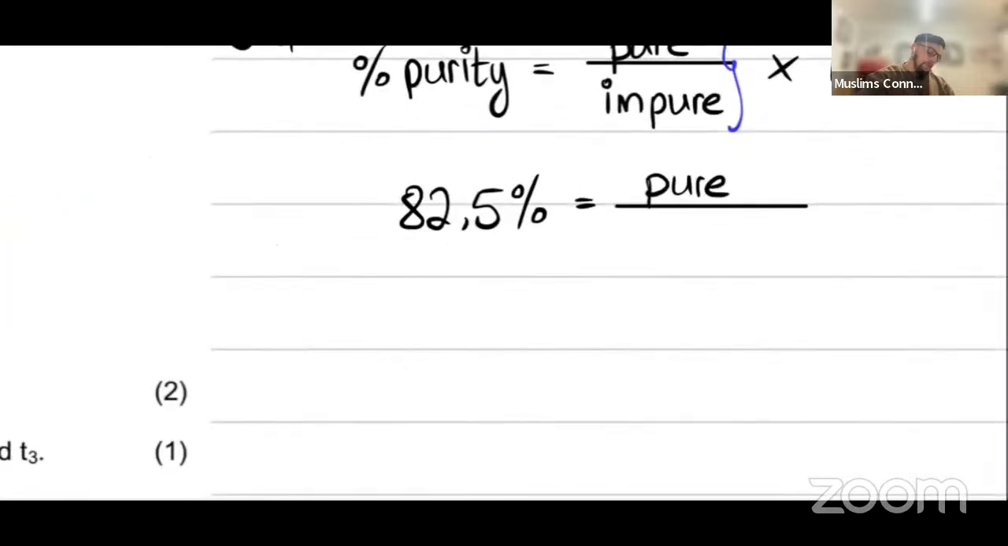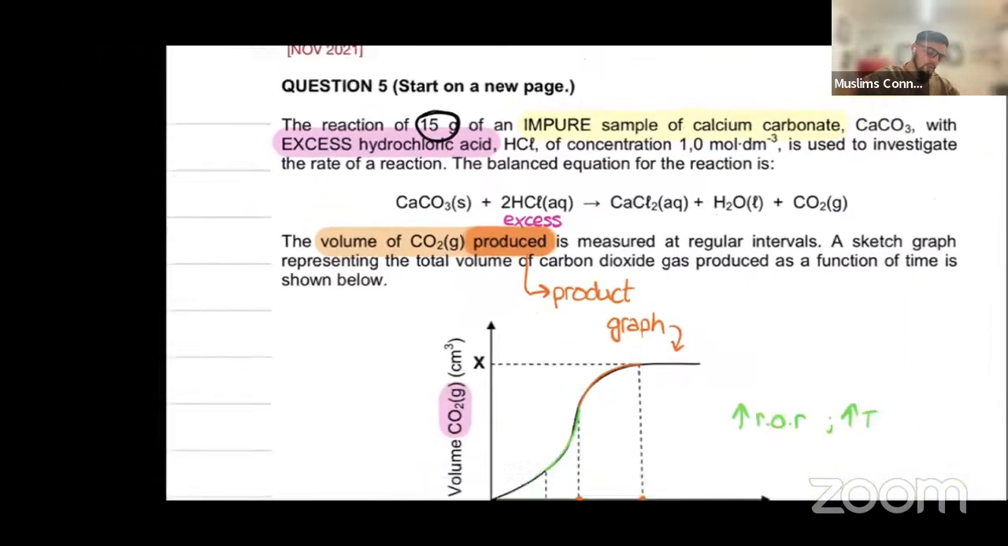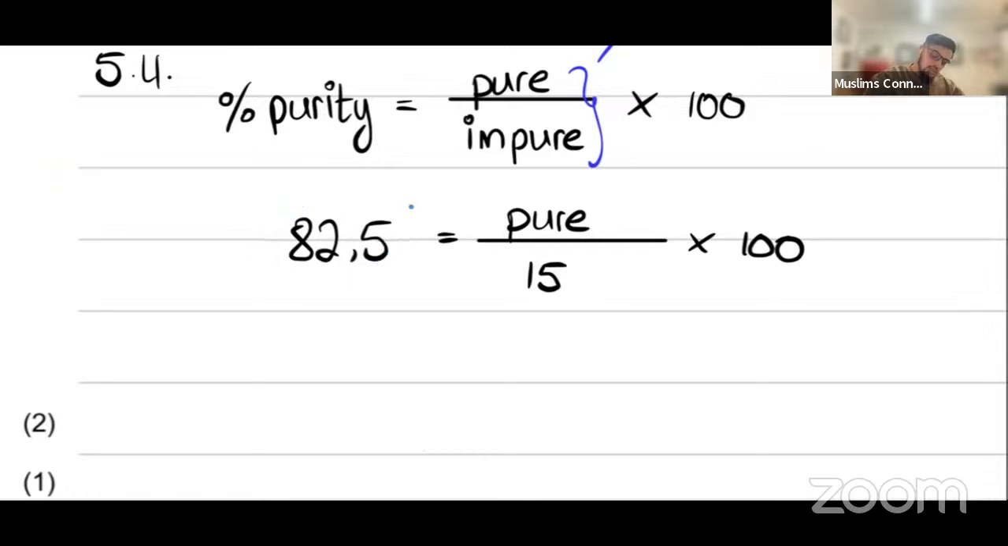Now, what is impure? We have it in terms of the mass. The reaction of 15 grams of impure sample. A lot of the times, the impure is always given, so look out for that. So pure over 15 times 100. This is not percent, because when you do this calculation and you already multiply it by 100, it gives you this answer here, 82.5. So you don't put the percent, so long as you put the times 100 here. I hope you're okay with that. If you're confused about how I got this, please let me know.